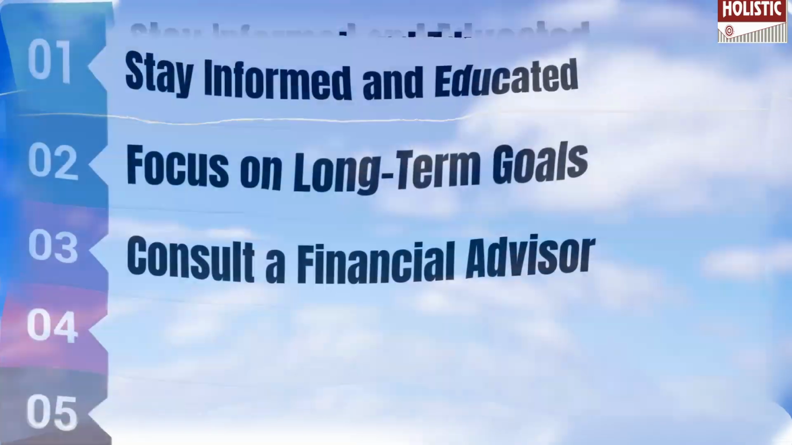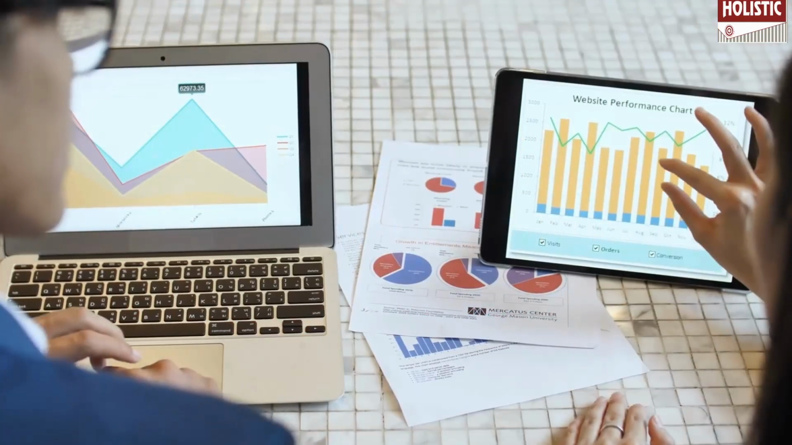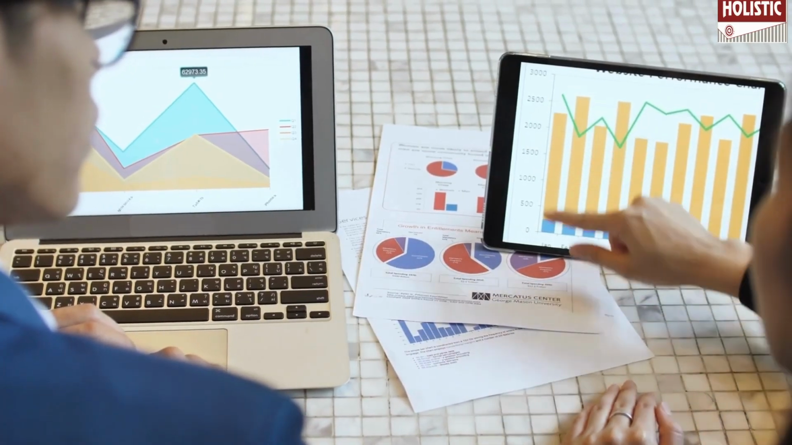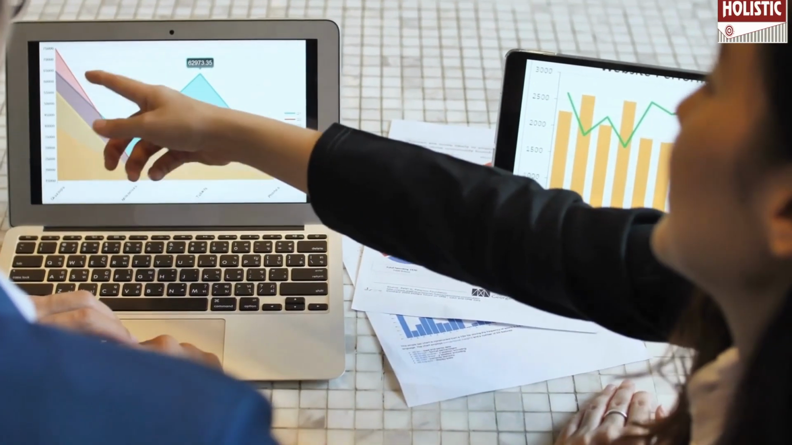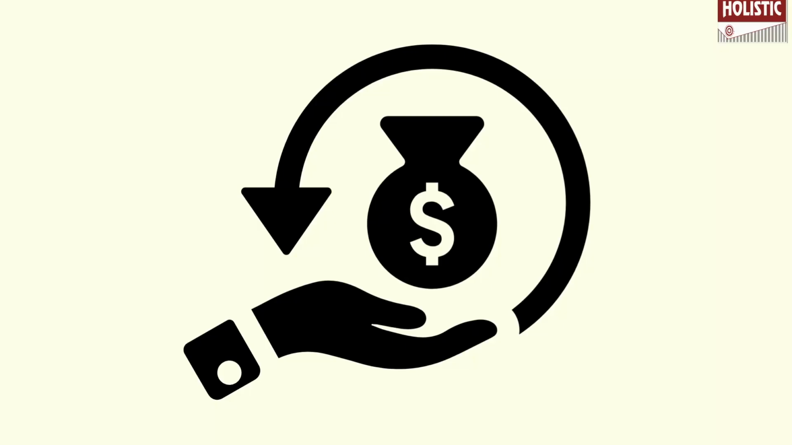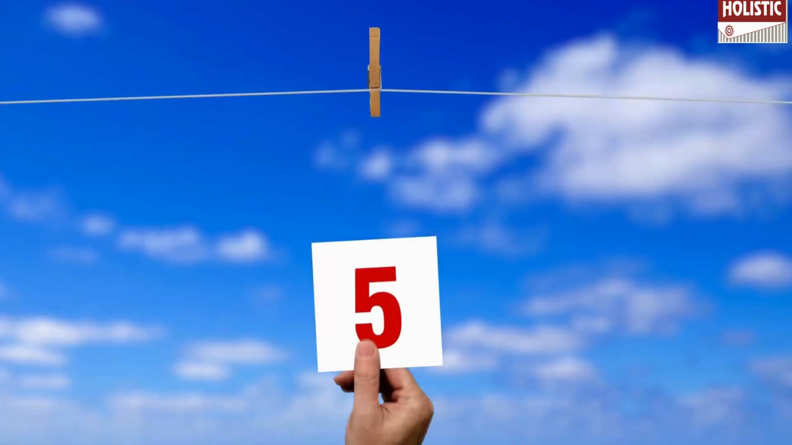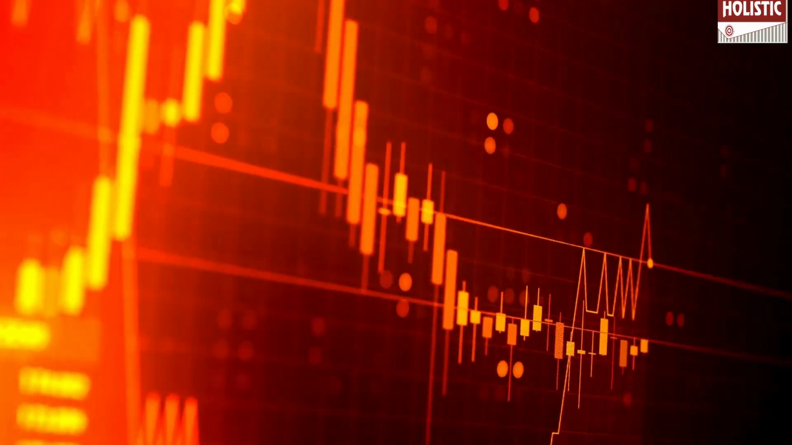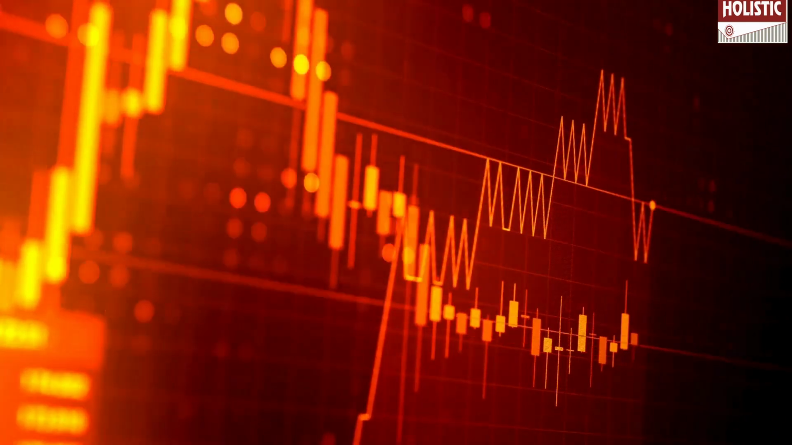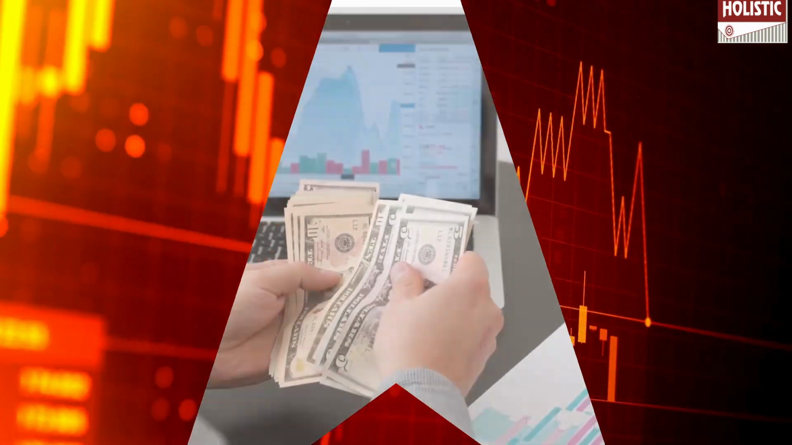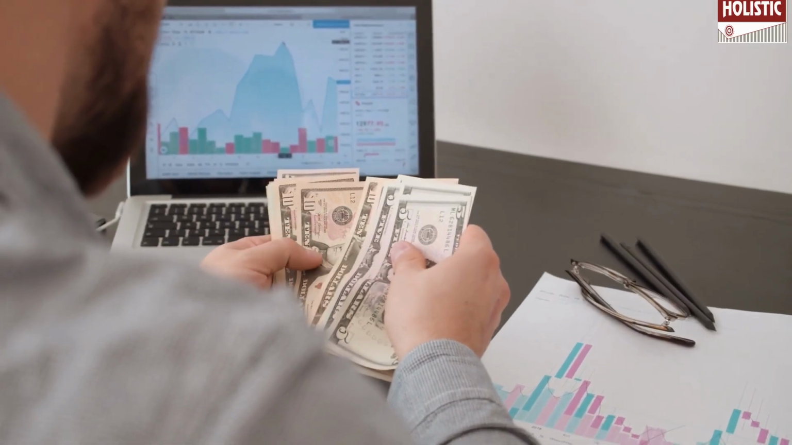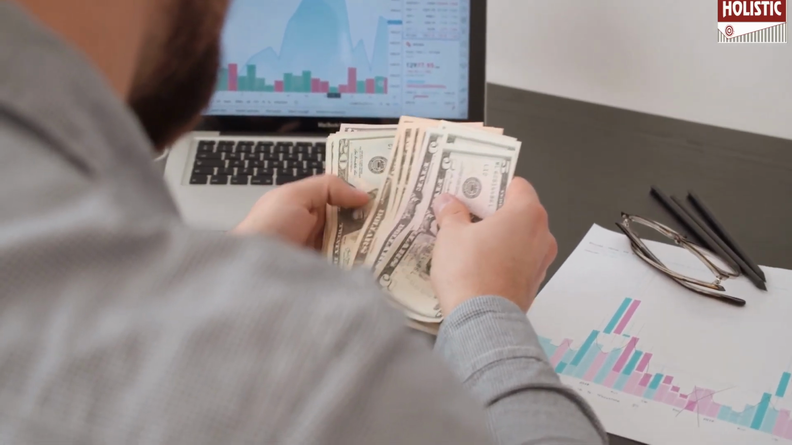Number 4, review and adjust your portfolio. When was the last time you reviewed your investment portfolio? Regular check-ins can help you identify underperforming assets and optimize your returns. Isn't it time you gave your investments a little TLC? Number 5, stay disciplined during volatile periods. Are your emotions guiding your decisions? Market volatility can be nerve-wracking, but staying disciplined and sticking to your plan will help you ride out the storm. Isn't discipline the secret sauce to investment success?